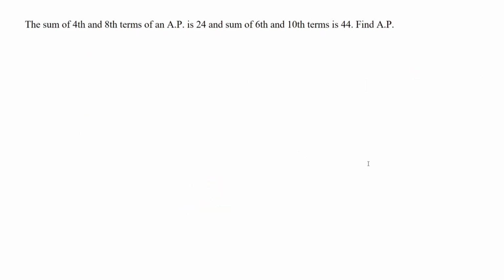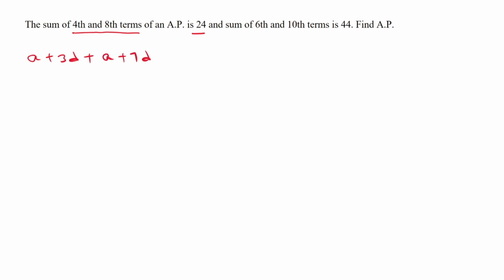Moving to the next question. The sum of the fourth and eighth terms of an AP is 24 and the sum of the sixth and tenth terms is 44, then find that arithmetic progression. Here it says the addition of the fourth and eighth terms is 24. So what is the formula for the fourth term? That is a plus 3d, plus the eighth term a plus 7d.